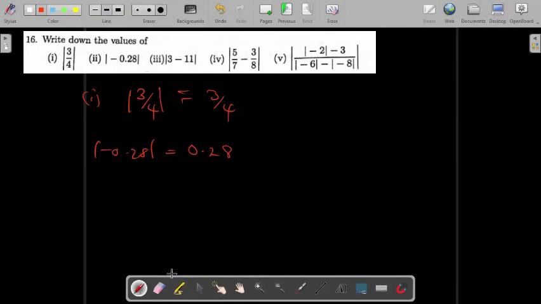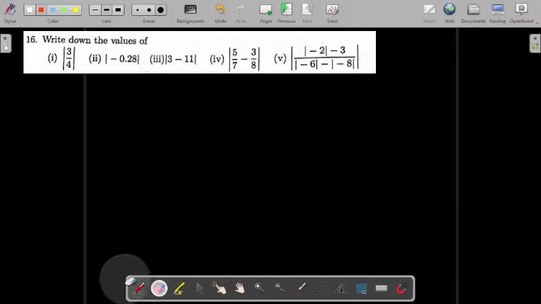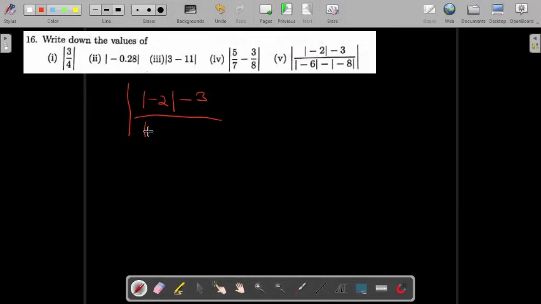My focus is, let's go to the last one, part 5, which looks like it has a lot of modulus going on. So you have the outer modulus. Then inside that outer modulus, you have negative 2 on top in the modulus. Then you have minus 3 there. Then it's dividing by modulus of negative 6, minus modulus of 8, like that. Then I'll close the modulus there, which is that part there.